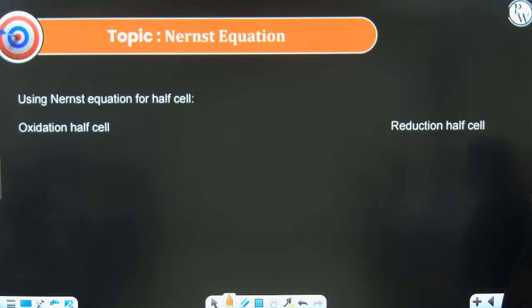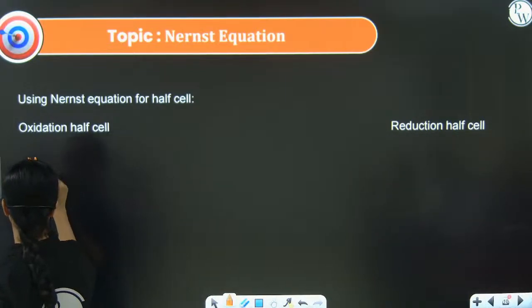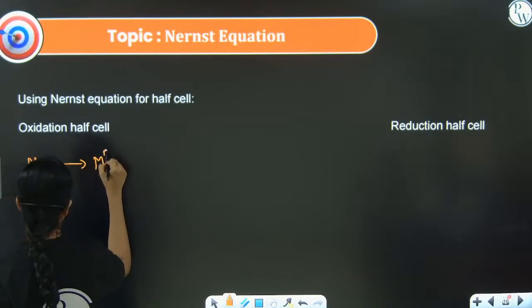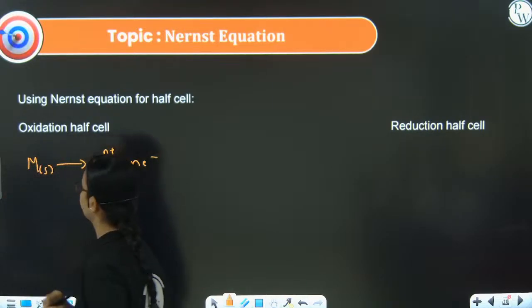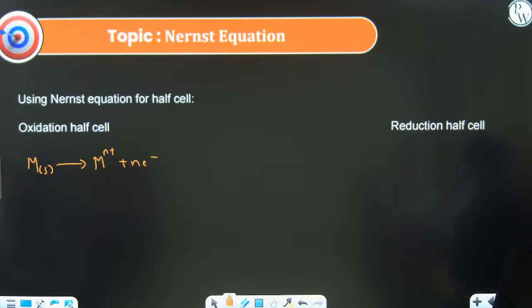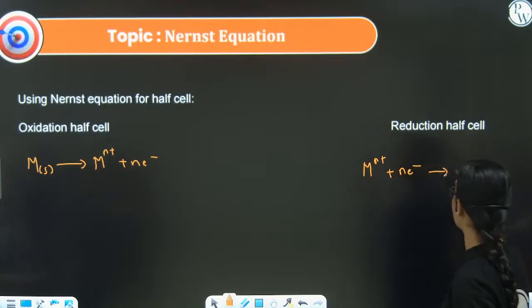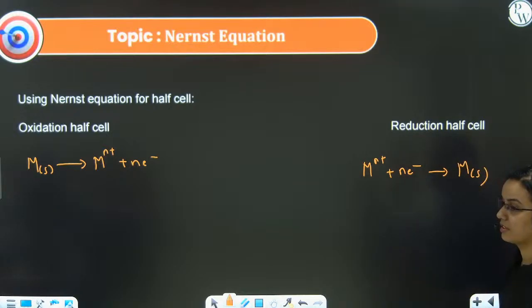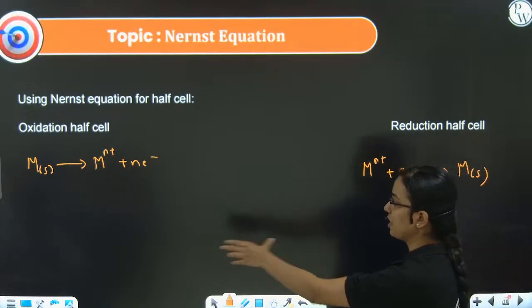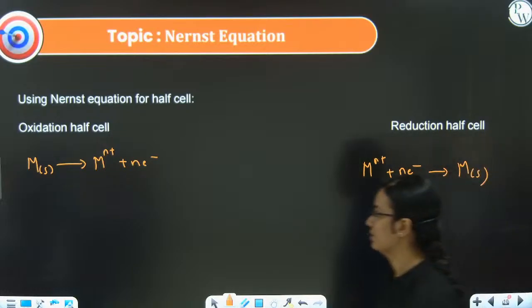Using Nernst equation for half cell. Okay. Suppose we have oxidation half, means M solid is converting to Mn plus. ठीक है. Reduction half में what reaction will take place? Reverse. Mn plus will gain electrons and will form M solid. Now how to write Nernst equation for these reactions? Can you try? You have to write E cell.